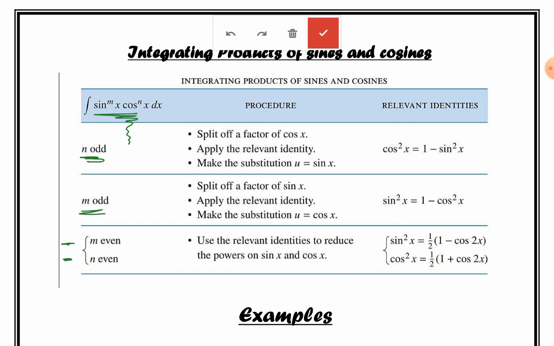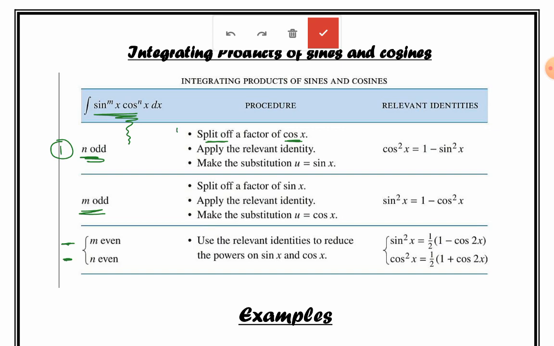In the first procedure, if n, which is the exponent of cosine, is odd, the procedure is to split off a factor of cosine x. Like cosine to the power of 3, I'm going to write it as cosine squared times cosine x. If it's cosine to the power of 5, I will write it as cosine to the power of 4 and cosine.